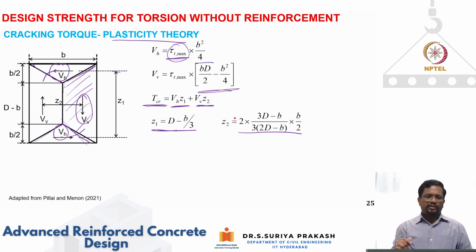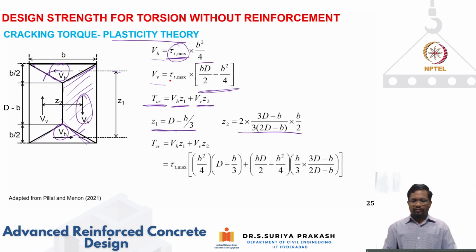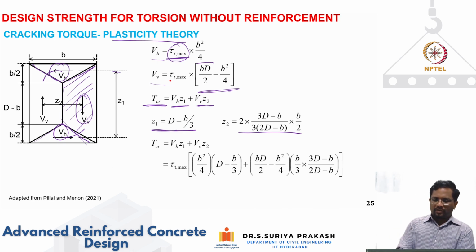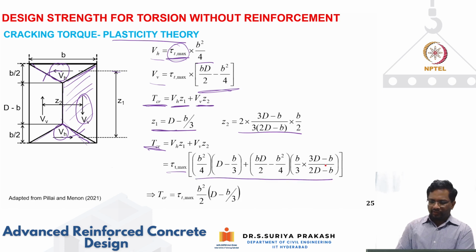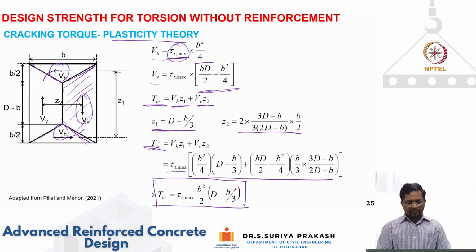When I plug in this Z1 and Z2, and we have already calculated VH and VV, you will find that the torsional cracking moment can be expressed in terms of tau t max and some geometry like this. When you simplify all these things, you will find that Tcr is nothing but tau t max times b square by 2 times D minus b by 3. This is the expression that is given in your code as well.